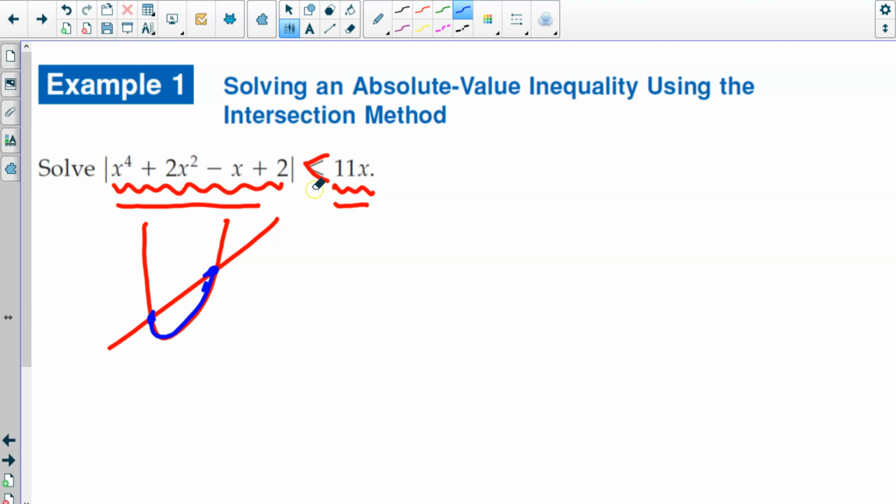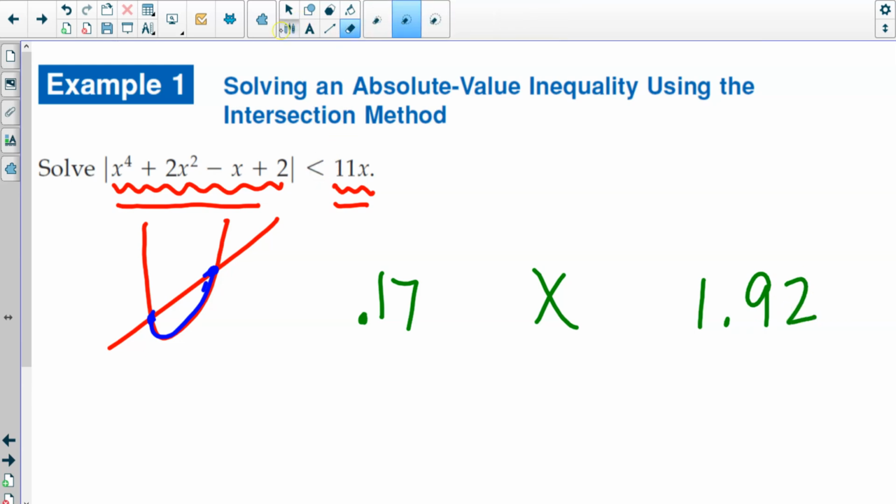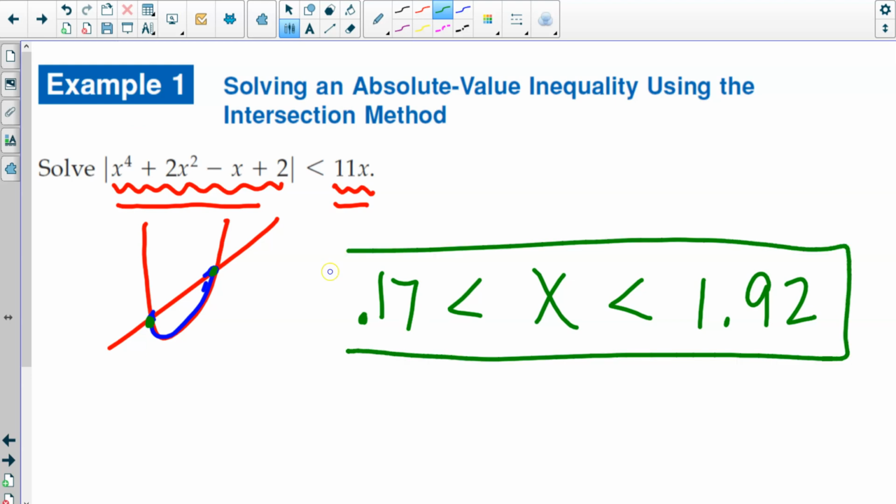So I can write an inequality that says my solution is all the x values that are between 0.17 and 1.92. And I think earlier I said that it was equal to, it looks like it's just strictly less than. So I'm looking at all of the points that lie between 0.17 and 1.92. That's my solution. And again, I found that by graphing this side and this side, figuring out where they cross, and then looking at where one graph is below the other.